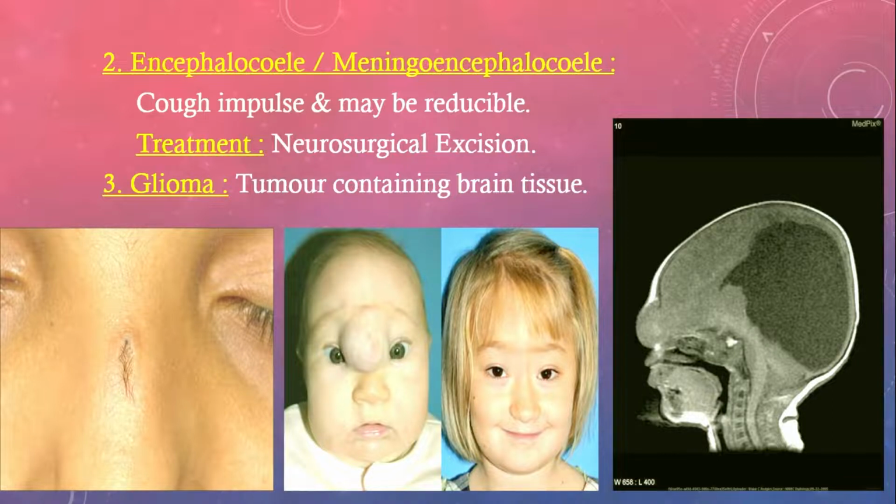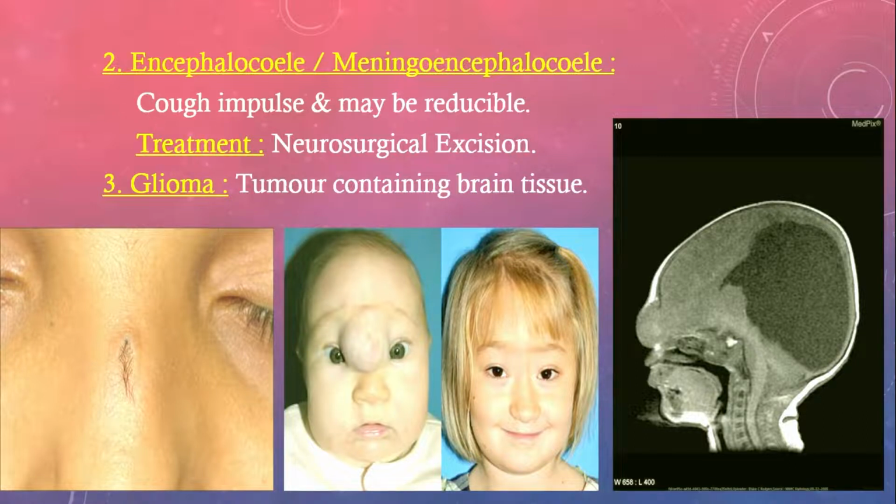But the important thing about that kind of swelling is it shows a cough impulse and it may be reducible. That's the sign. But its diagnosis is usually made by a CT scan as well as an MRI. And the picture shows a child having a swelling in the frontal area, just in front of the nose, which is in communication with the intracranial cavity in that photograph.